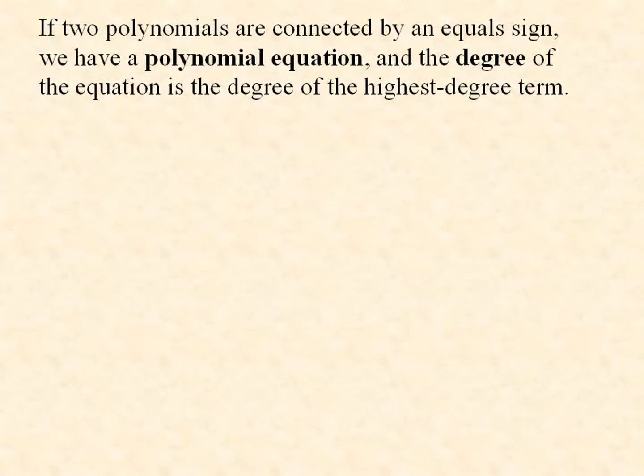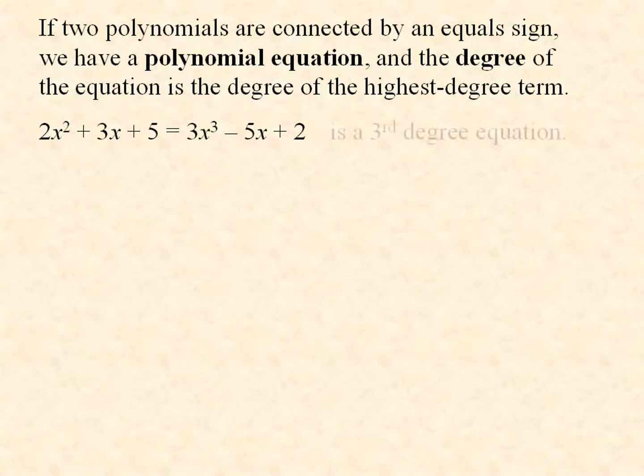If two polynomials are connected by an equal sign, we have a polynomial equation, and the degree of the equation is the degree of the highest degree term. Here's a polynomial equation, and it's a third degree equation because the highest degree term is the 3x^3 on the right there, and the exponent is 3.